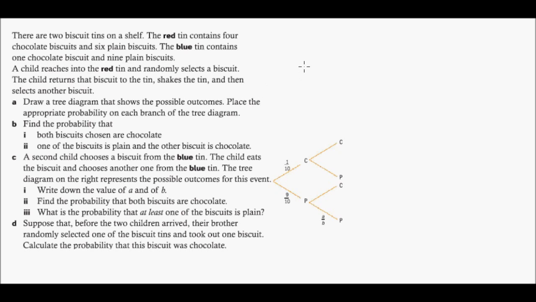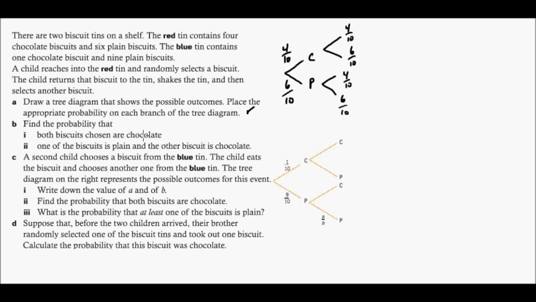Okay, so we're talking about the red tin here. So what are our choices? We have chocolate, and we have plain. So how many chocolate are there? There's 4 chocolate and 6 plain. So the probability of a chocolate is 4 out of 10. Probability of plain is 6 out of 10. Now, the kid puts it back for some reason. I've never seen a kid put a biscuit back, but, you know, whatever. 4 out of 10, 6 out of 10, and then 4 out of 10, 6 out of 10. So this is basically replacement probability. Okay, and so we got that done.